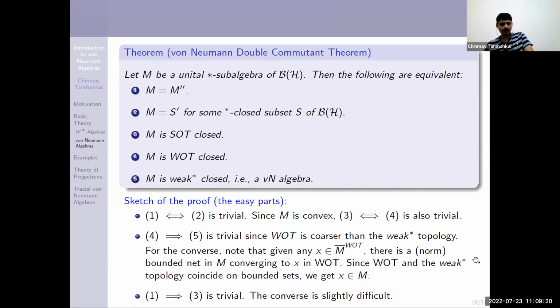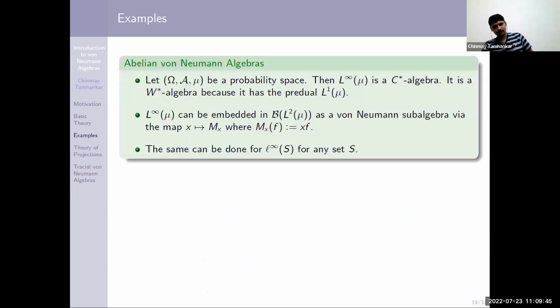And we also, since the commutant of any subset is SOT closed, we also get that this 1 implies 3 is trivial. The converse is slightly difficult, so we will not get into that. So these two are like the most basic and fundamental theorems about algebras. And having done with this basic theory, we will move on to examples of algebras.